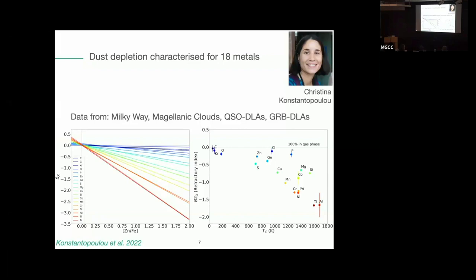Now the slopes of these curves are shown in the second plot here, which shows the slopes of the depletion sequences, and overall it correlates with the condensation temperature. So now we have a way to characterize how much the metals deplete into dust grains. And we can use it to study the abundances and analyze the abundance patterns. How do we do it?